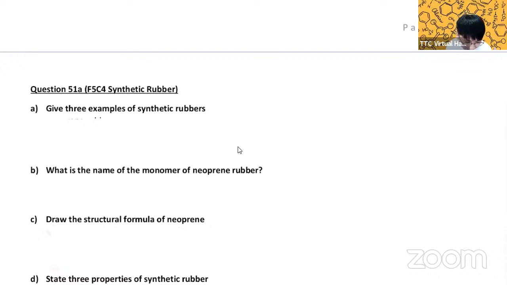Silicon. Okay, but then it will be called silicon rubber. PVC, the one called rubber. PVC, the one called plastic. Okay, so yes, silicon rubber is one of them. We have two more. The answer is here: neoprene rubber, SBR, full name styrene butadiene rubber, and silicon rubber.